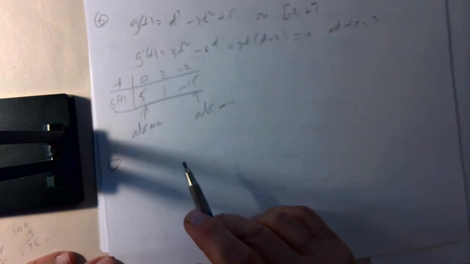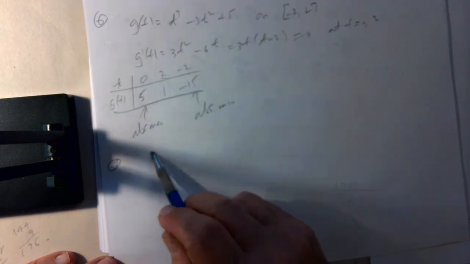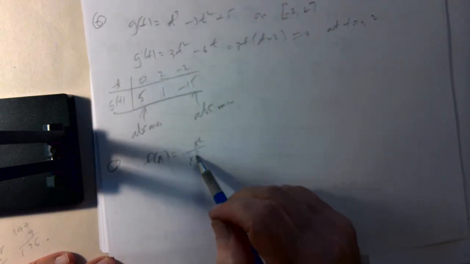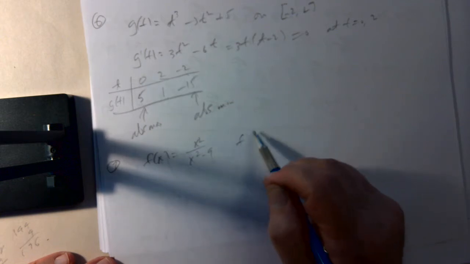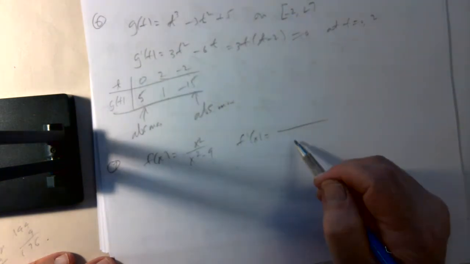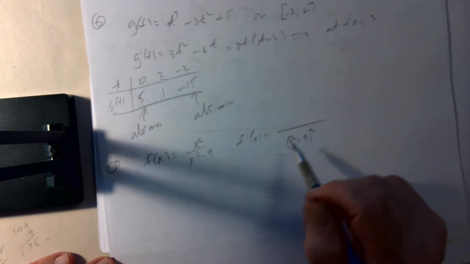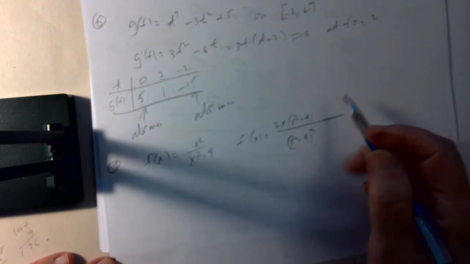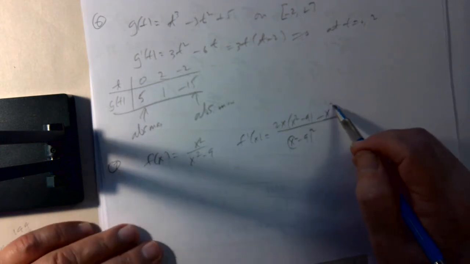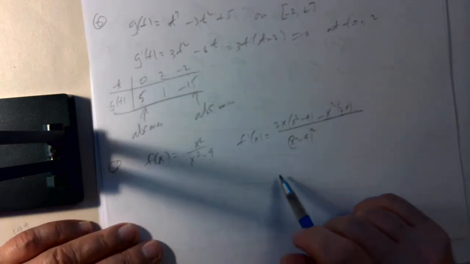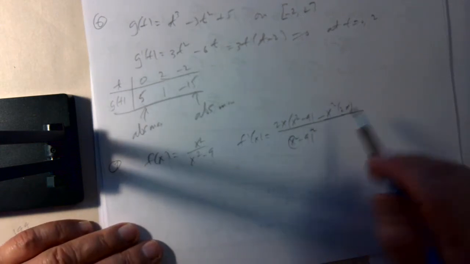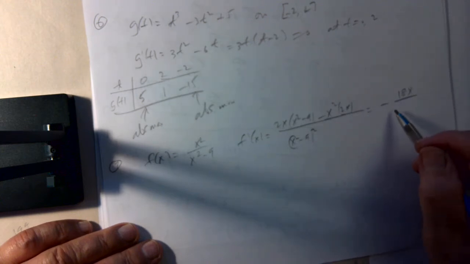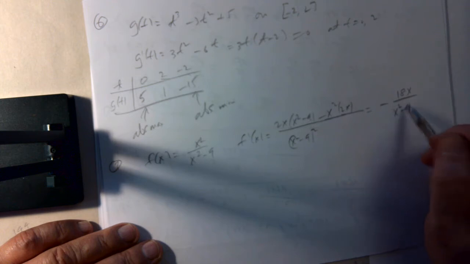Problem 7, we're looking at the function f of x equals x squared over x squared minus 9. The derivative is, you have (x squared minus 9) squared in the denominator. The derivative of the numerator times the denominator minus the numerator times the derivative of the denominator. I have 2x cubed minus 2x cubed. What's left is minus 18x over (x squared minus 9) squared.